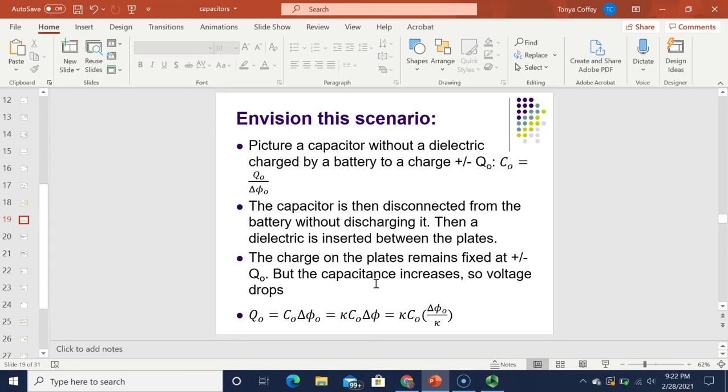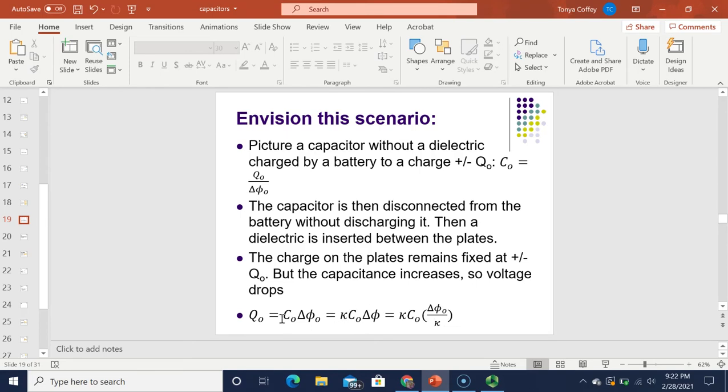Well, that causes the voltage to drop. Let me explain. You've got Q naught. If you rearrange your equation for the capacitance, Q naught is equal to C naught times delta phi naught, right? That stays the same. Now, you insert your dielectric. Your capacitance then goes up. It becomes kappa times C naught, right? But your voltage then has to drop because the charge stays the same. What does the voltage become? Well, it's got to drop by a factor of kappa. Otherwise, you wouldn't have Q naught there.